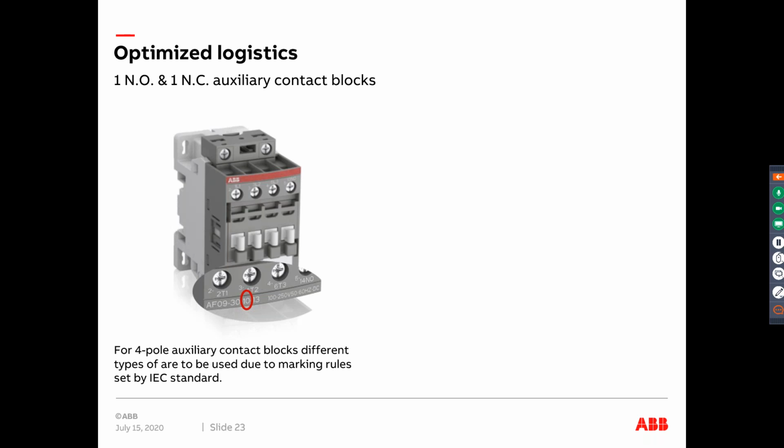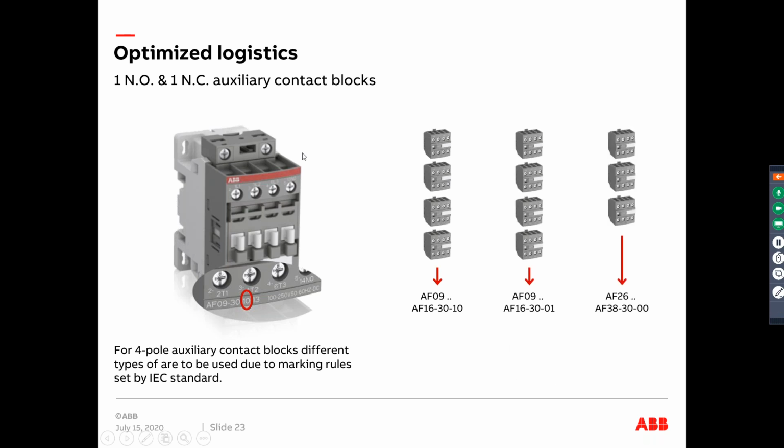As per IEC, which governs all the markings as well, there are marking rules set by IEC. Because of that, we had around 11 different kinds of front-mounting contact blocks. If you want one NO, you have to use a four pole contact block. If you want two NC or two NO, you still have to use a four pole contact block. But now we have changed our design and we have universal marking codes.